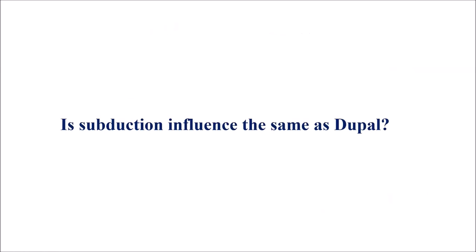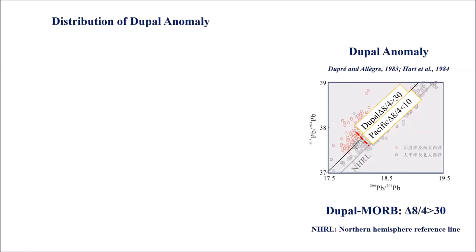A lot of you might wonder whether such a hemispheric scale mantle heterogeneity is related to the DUPAL anomaly, which is a more well-known, larger scale mantle heterogeneity. I'm not sure if there are going to be students in here, so I will give a very short introduction on the DUPAL. DUPAL is named after Dupré and Allègre, who found this large-scale lead isotope anomaly, originally mostly occurring in the southern hemisphere.